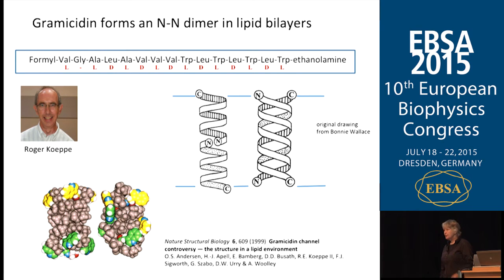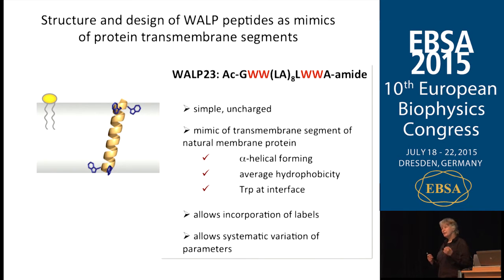So Roger and I wanted to make an alpha helical peptide that we could use for systematic studies. With all these considerations, we came to the following. It's an alpha helical derivative of gramicidin that allows systematic studies. So this was our peptide that we designed. We call it WALP because it has tryptophan, alanine, leucine. It's a tryptophan, alanine, leucine peptide.